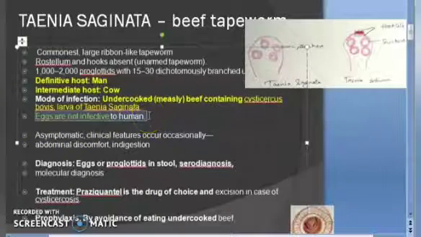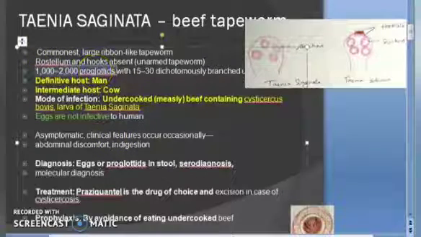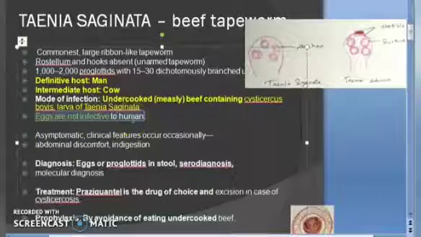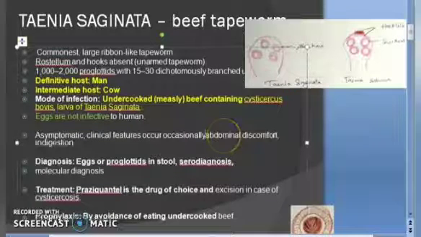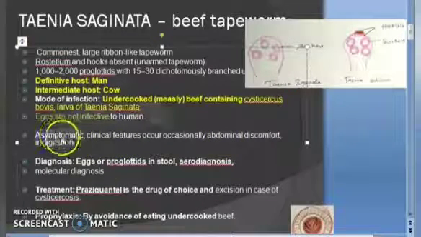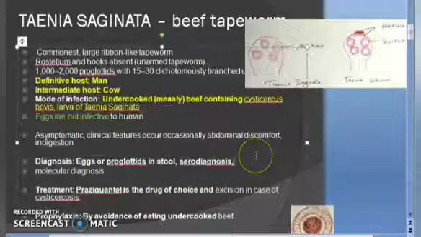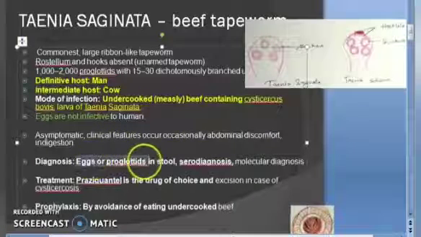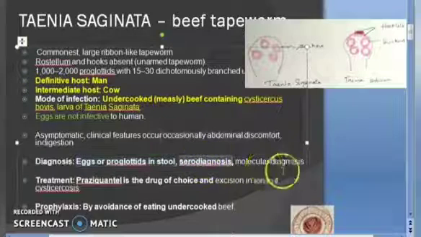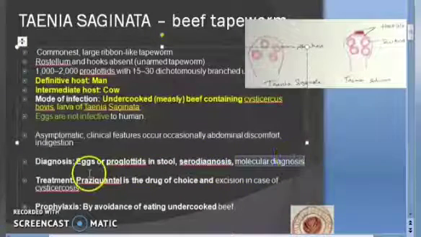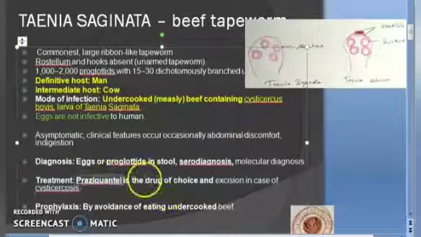Eggs are not infective to human. So Taenia saginata, though it has so many proglottids and so many reproductive structures, the eggs are not infective to human. In fact, the good thing is if there are adults inside us, they usually don't cause any problem. All problems are caused by larvae only. So how will you diagnose any issue with Taenia saginata or Taenia solium? You will detect the eggs or the proglottids in the stool. You will do serodiagnosis, that is serology. You will do molecular diagnosis. We'll come to the details. Treatment is praziquantel. Praziquantel is the drug of choice.